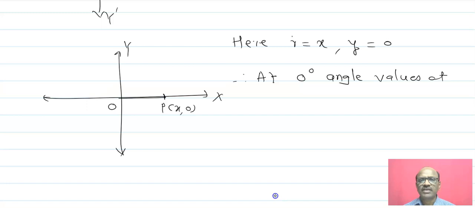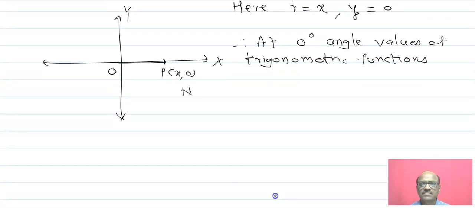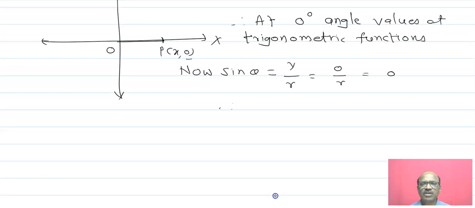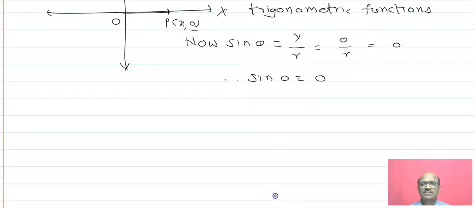Therefore, at 0 angle, the values of trigonometric functions: now first is sin theta. The definition of sin theta is y upon r. The value of y here is 0, that is 0 upon r. Overall, it is equal to 0. So sin 0 is 0.